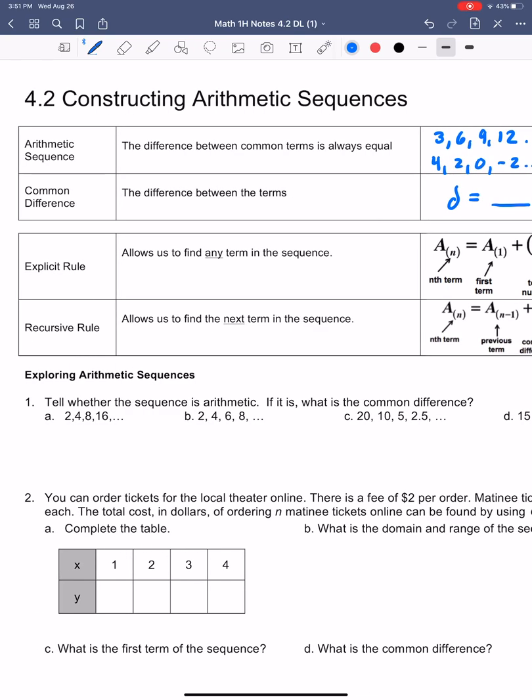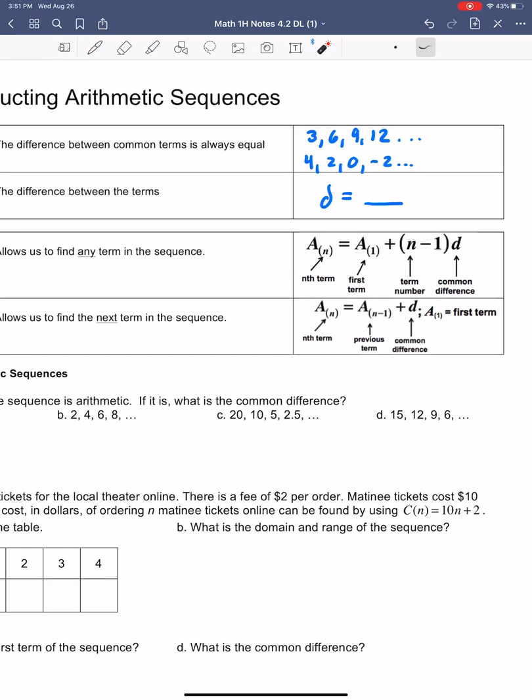We've got an explicit rule and a recursive rule, just like we did yesterday, and these are specific to these arithmetic sequences. So they've got it written out over here. Remember, the explicit rule is the one that lets us find any term in the sequence. So if I want to find the 55th term in the sequence, I just have to plug in 55 for n, and that'll let me find what that number is. And it has a couple of different pieces. First, it has A1, which you've seen before, which is the first term in the sequence. So for these above, 3 would be A1 and 4 would be A1. Those would be the first terms in the sequence.